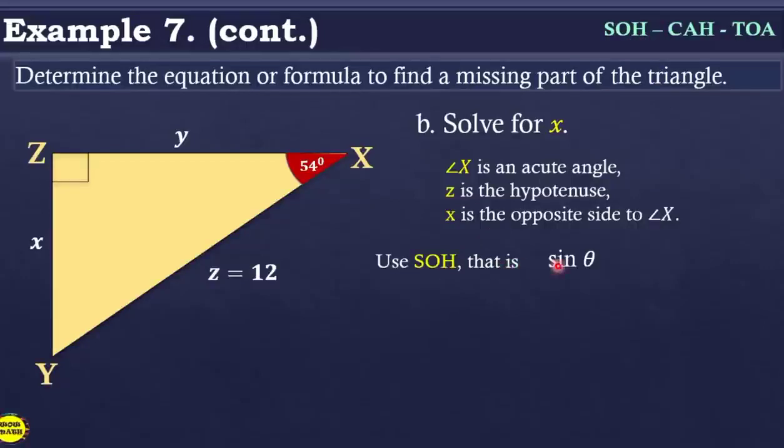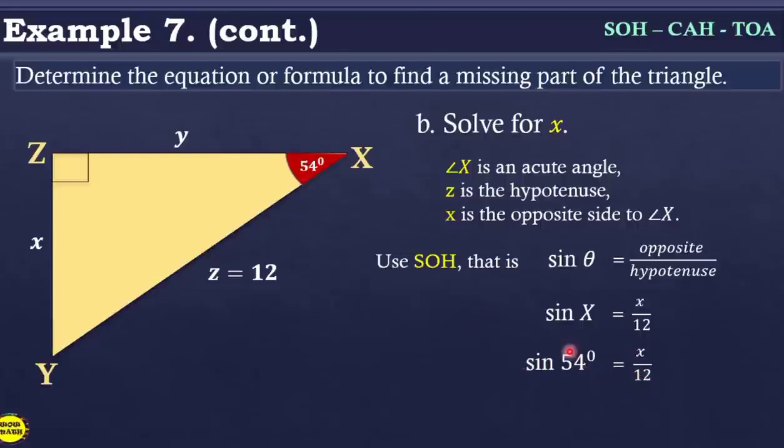Okay? So, that is sine theta is opposite over hypotenuse. So, your theta here is your angle x. Okay? So, that is equal to your opposite is x over hypotenuse. So, that is 12. So, ayan po siya. And then, what is your x? What is the measure of angle x? That is sine 54 degrees is equal to x over 12. And then, by cross multiplication, we have x is equal to 12 times sine 54 degrees. So, this is the equation or formula.